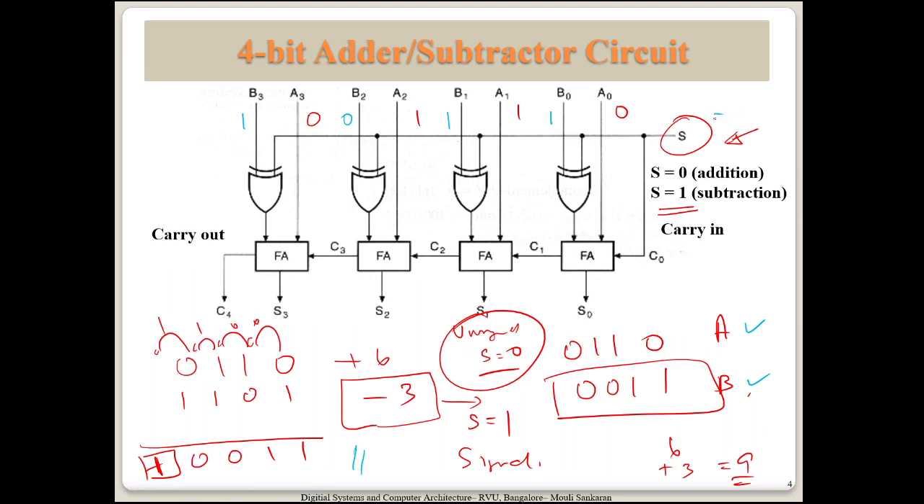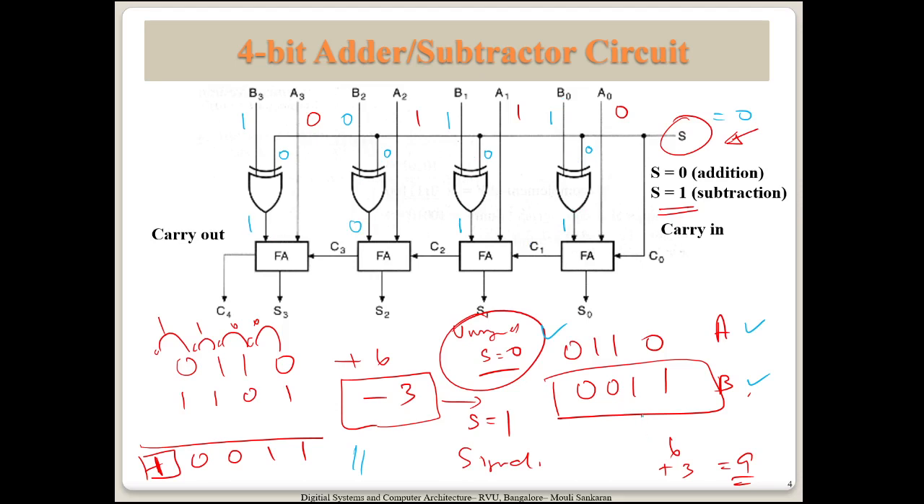Now S will be 0 for our case. If we are considering it to be an unsigned number, S is equal to 0. Later on we will do the same thing with S equal to 1. Now S is equal to 0. This will be 0. This will also be 0. This is 0 because S is connected here. Now whatever input is coming, 0 and 1 is 1, and 0 and 1 is 1. This is 0 and this is 1.